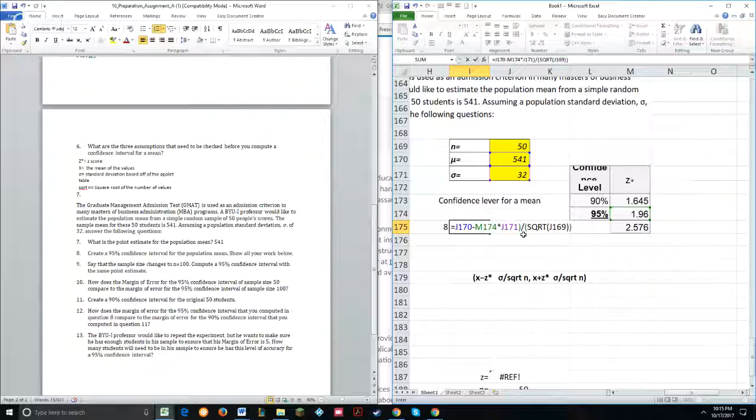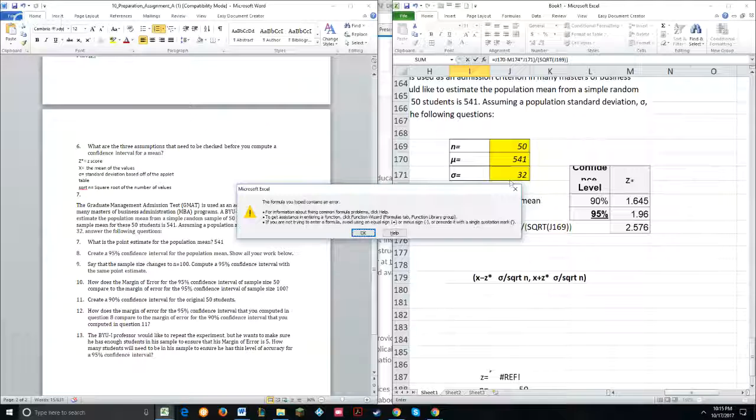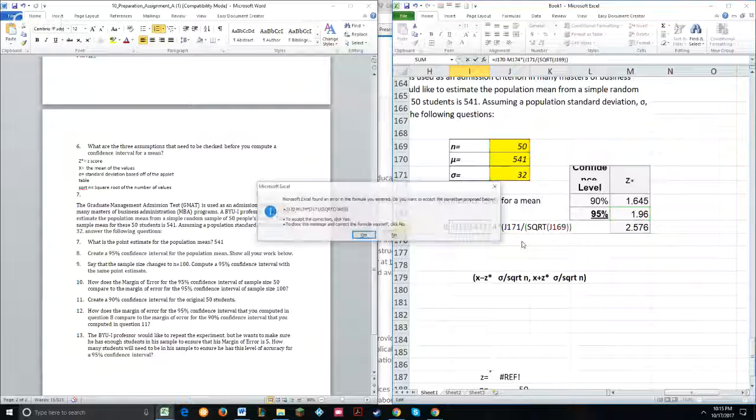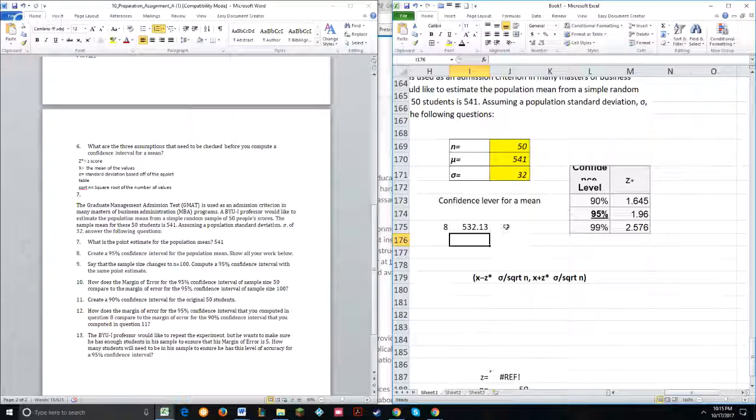And then, do I need this in parentheses here? I would put the standard deviation divided by square root into parentheses, so it knows to do that whole part first. Yeah, I think that's right. Like that. Let's see. 532.13. Close.